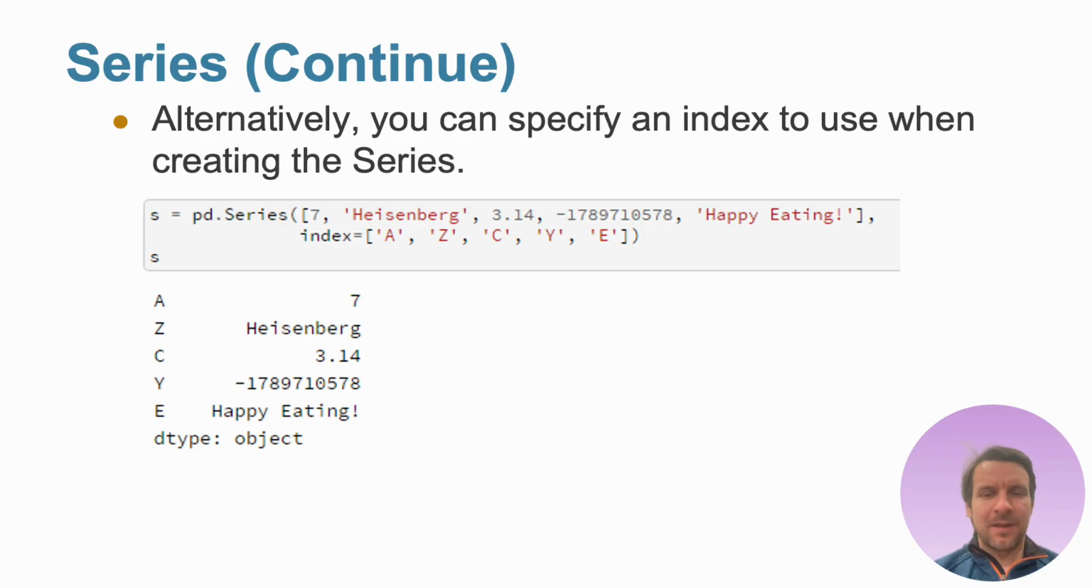Here is an example where you create a series from a list, and then you add the index separately as another list. Right? So you see one list that contained a mix of numbers and strings. That's the second column that you see in the picture, starting with 7, and it's the first thing that comes in, and there is this optional argument index, which will create the first column that you see on the left, the A, Z, C, Y, E.